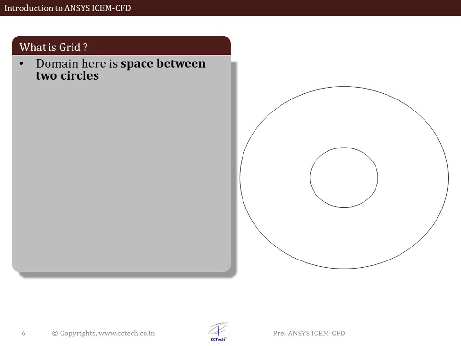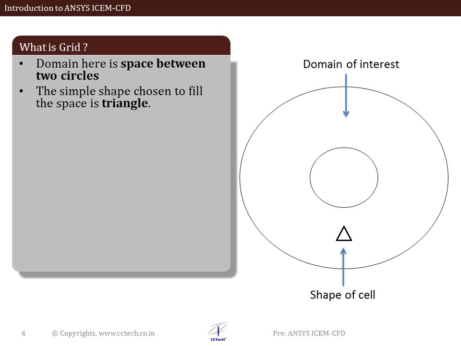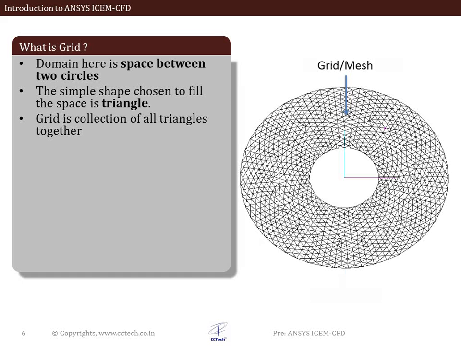To elaborate more on the definition of a grid, refer to the figure on the right-hand side. In this case, the domain of our interest in which we want to solve the governing equations is the region between two concentric circles. For creating the grid, we have selected a simple triangular shape for the subdomain or a cell. After completion of the grid generation process, the domain is filled with a set of triangles.